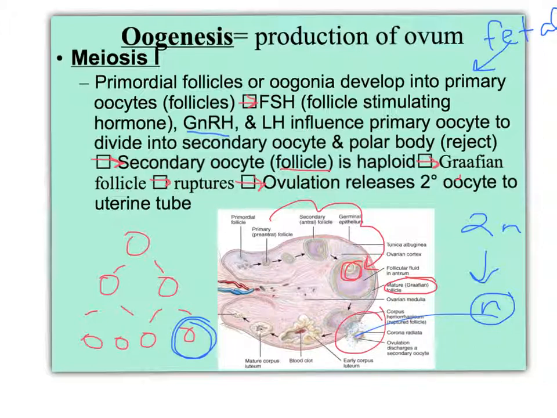So the secondary oocyte goes out into the uterine tube, also known as the fallopian tube, and that's the end of meiosis 1. So we still haven't made 4 cells here yet. If we remember from baby bio, we should end with 4 cells. And the next stage, meiosis 2, actually doesn't even happen unless that egg is fertilized.